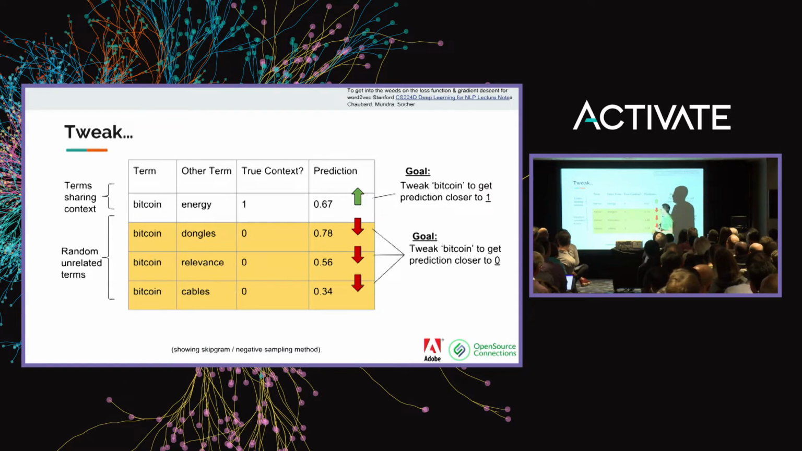But how this works is we have this notion of negative sampling. So when you build an embedding, and this is one method that I think is a pretty interesting and intuitive method, you have two terms, Bitcoin and energy. This is our training data. We know they share a context because we pulled it out of our corpus. And whatever random numbers we started with are starting out saying 0.67. And like I said before, we're trying to tweak this prediction up closer to the truth.